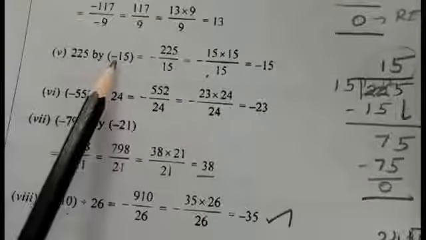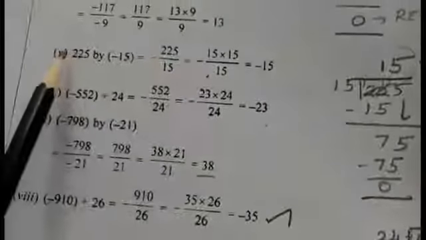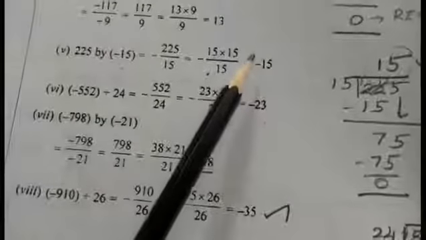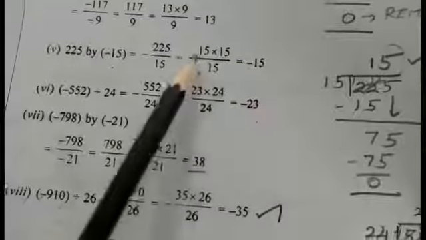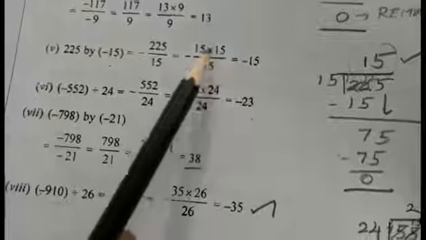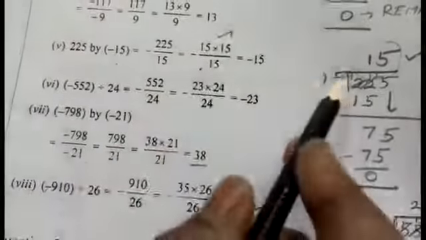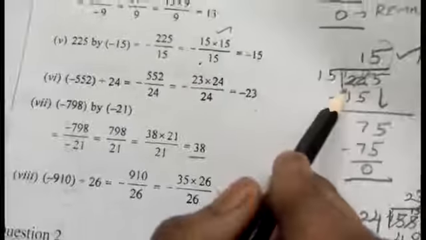225 divided by minus 15. Plus divided by minus means you will get the value as minus, that is minus 15. You can do it by this method, but it is not necessary. If you want, you can use this method, or you can directly do it by the division method also.